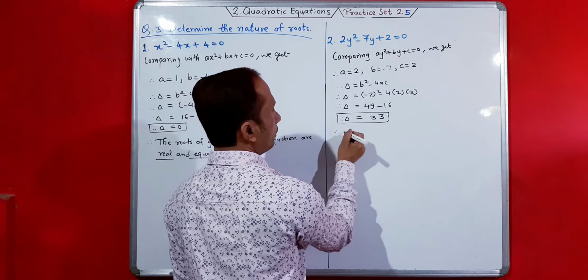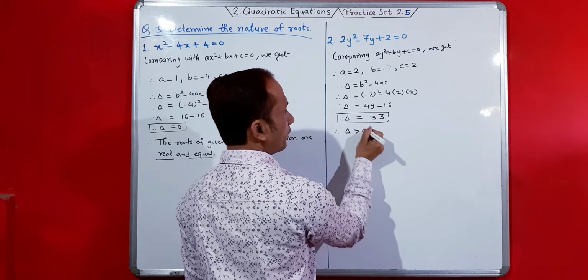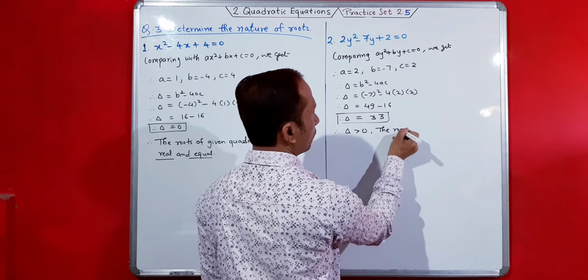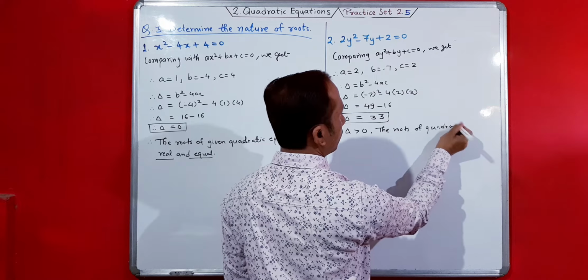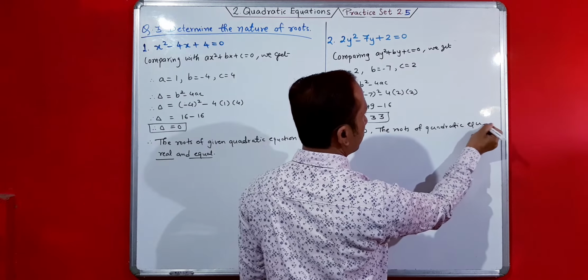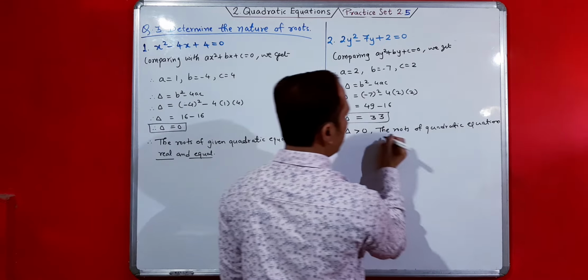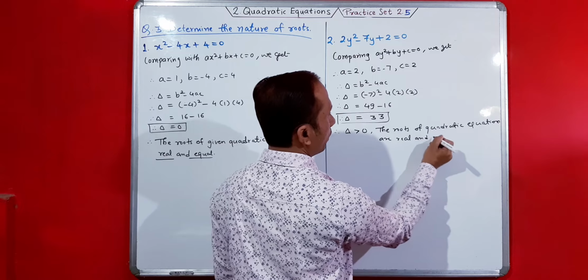Therefore delta is greater than 0. The roots of the quadratic equation are real and unequal.